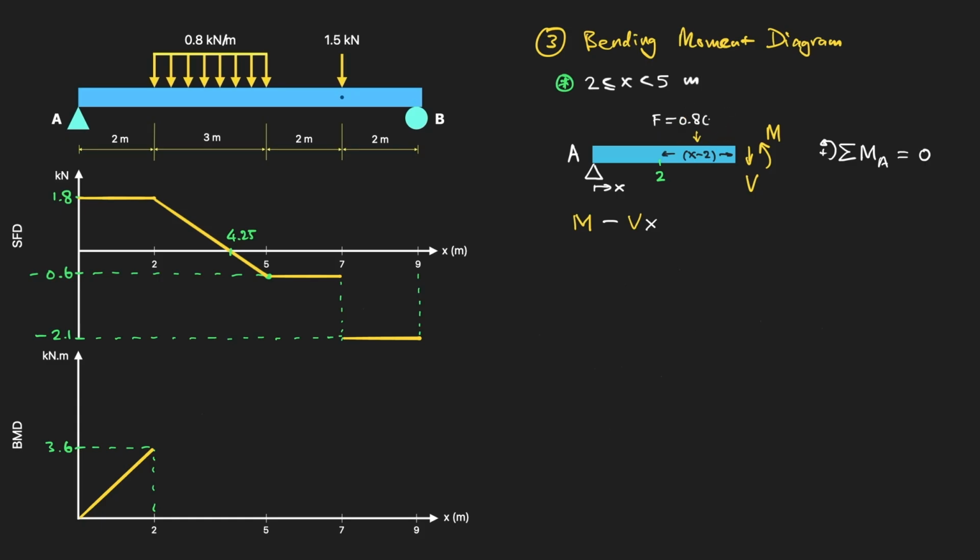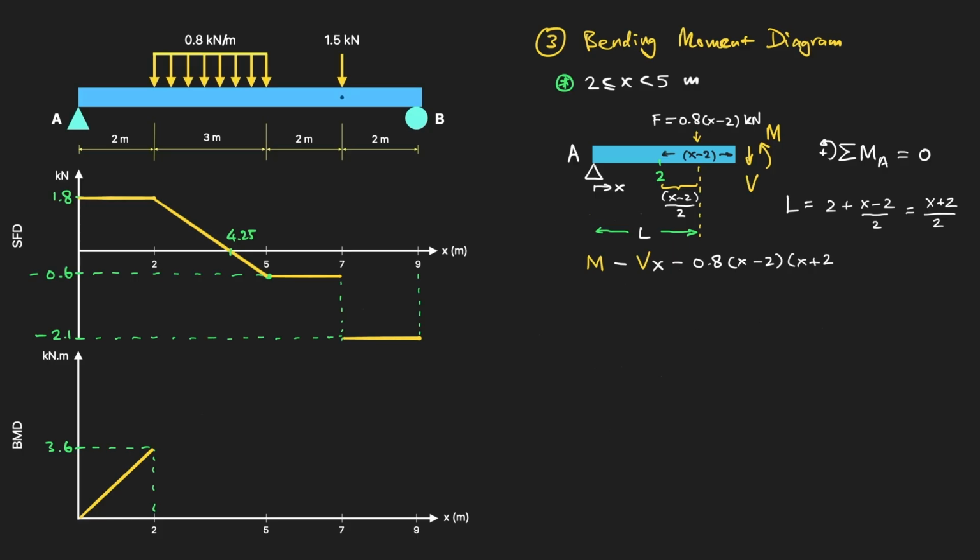Say F equals 0.8 times x minus 2. Now to calculate its contribution to moment, we have to know the length from A up to this midspan. This half section here is x minus 2 over 2. And thus from A, the length is L equals 2 plus x minus 2 over 2 equals x plus 2 over 2. So its contribution of moment at A is this F times the lever arm L clockwise. So minus 0.8 times x minus 2 times x plus 2 over 2 equals 0. Thus we have M of x equals V of x times x plus 0.4 times x squared minus 4.